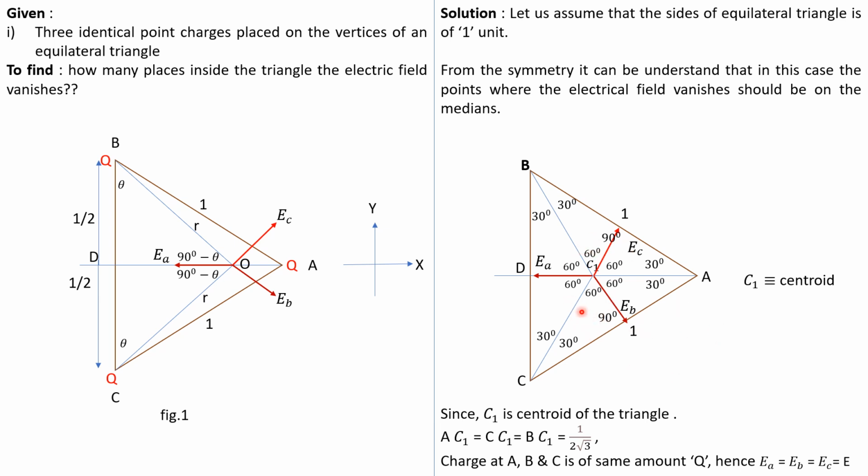So it means at the centroid of the triangle ABC, the electric field is 0, that is, it vanishes.